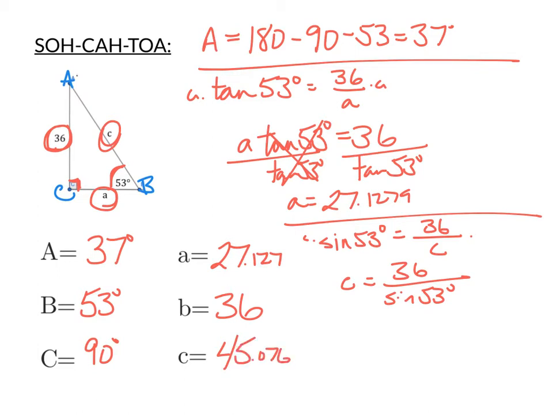45.076. Once we have all 6 measurements, we should really quickly check, make sure our largest angle is paired with our largest side, and our smallest angle is paired with our smallest side. That looks legit, so we're good to go.